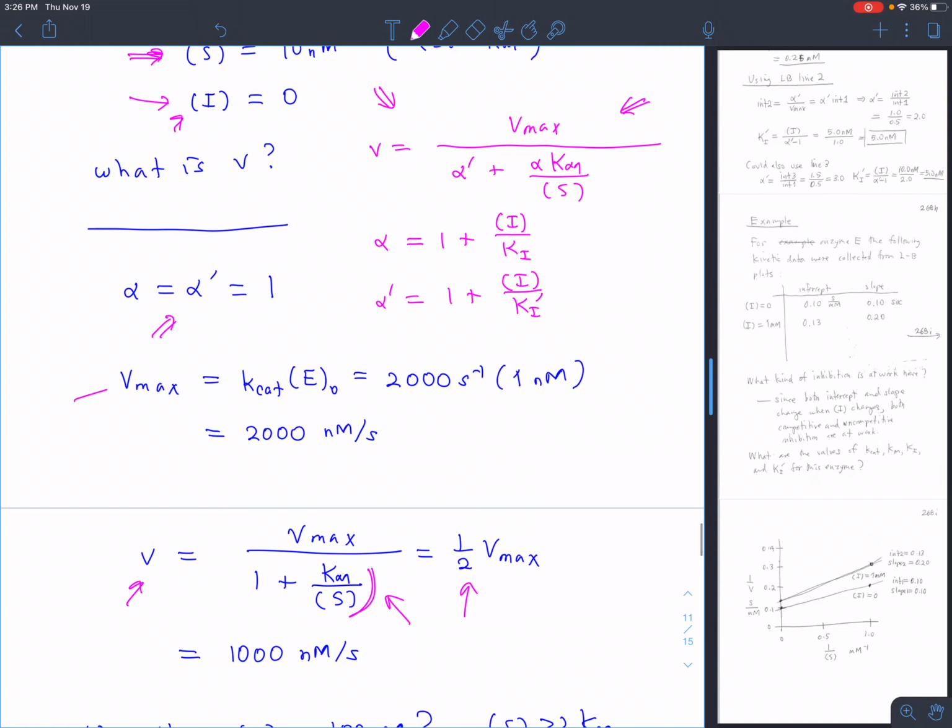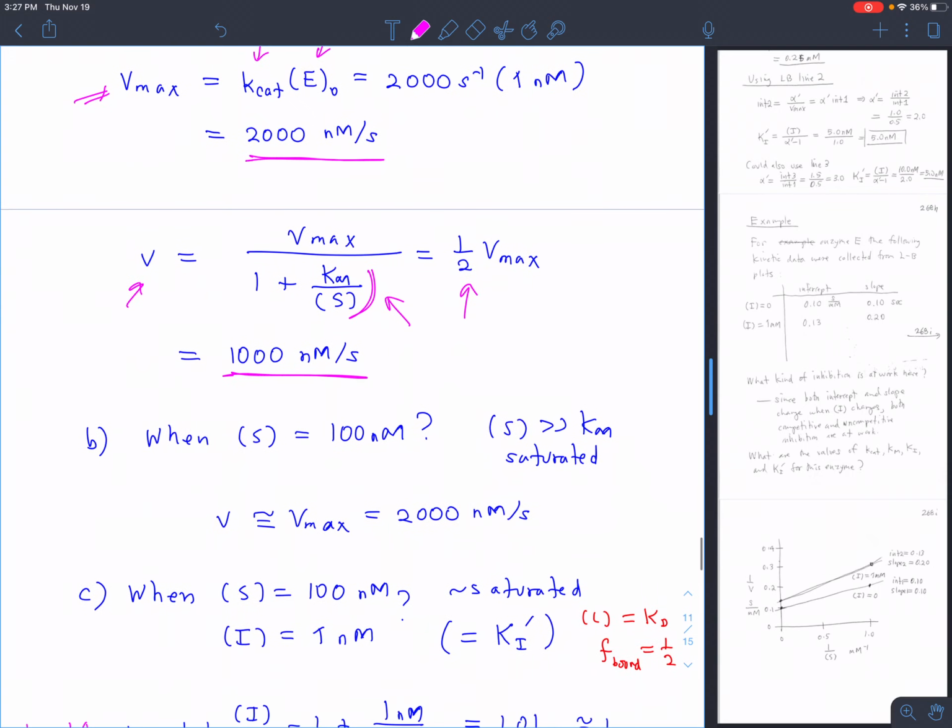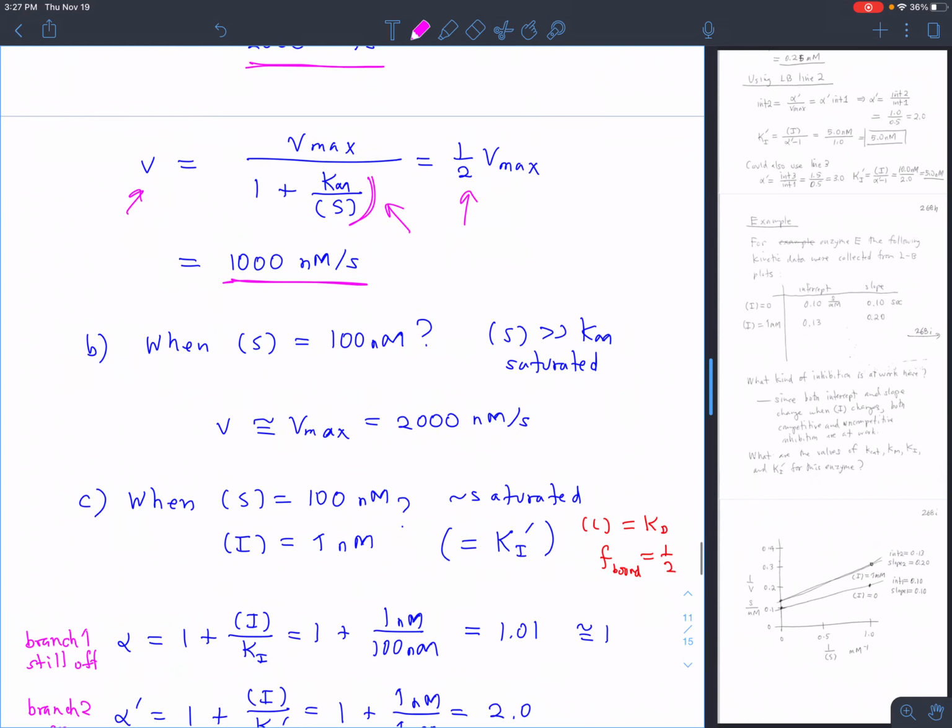We need to calculate Vmax. That's kcat, which is 2,000, times E0, which is 1 nanomolar. So 2,000 nanomolar per second is the maximum velocity. We're going to get half of that, and so we get 1,000 nanomolar per second. All right, going through that is useful, but that was all without inhibition. Now let's see what happens.